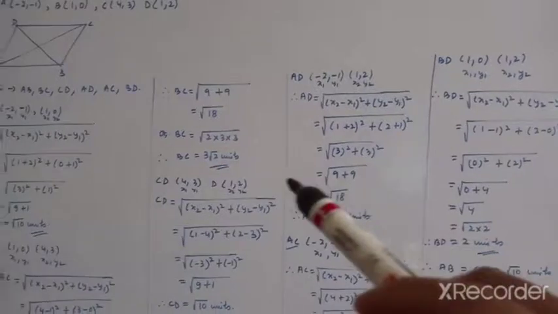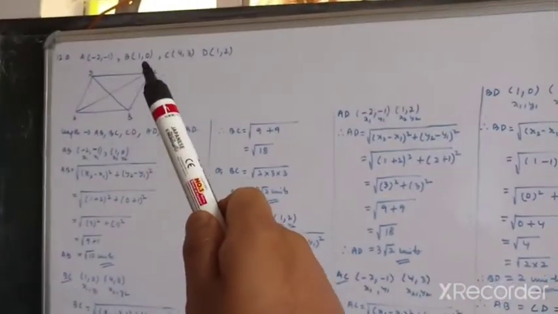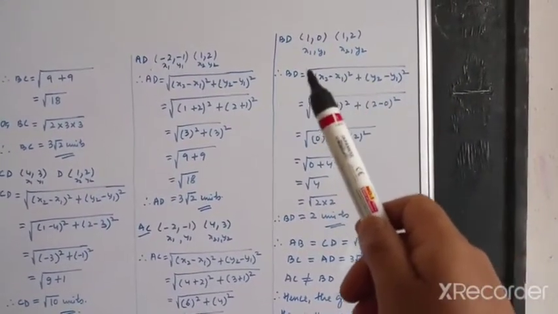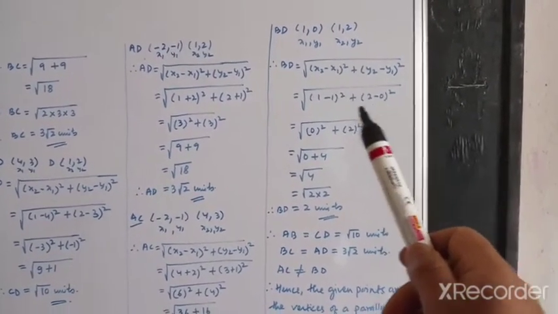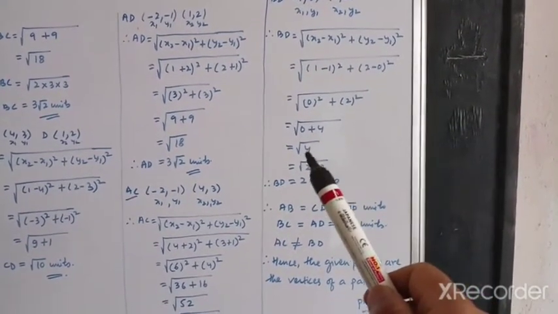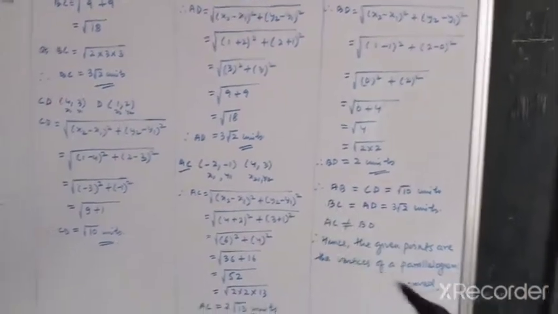Then BD, the coordinates of B and D, x1 y1 x2 y2. x2 minus x1 is 1 minus 1, which is 0, and y2 minus y1 is 2 minus 0, 2 squared is 4, so 0 plus 4 is 4, square root of 4 means 2.